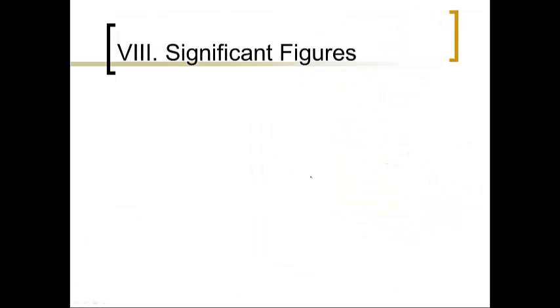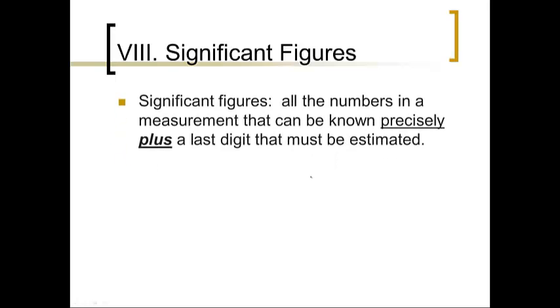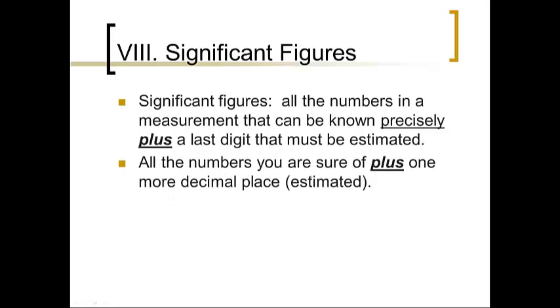Okay, significant figures. Make sure you understand these concepts because these are things that keep coming up over and over again. So, what are significant figures? These are all the numbers in a measurement that can be known precisely, plus a last digit that must be estimated. Okay? And when we talk about precision and accuracy a little bit later on, you'll see how this actually applies. In other words, it's all the numbers you're sure of, plus one more decimal place that is going to be estimated.